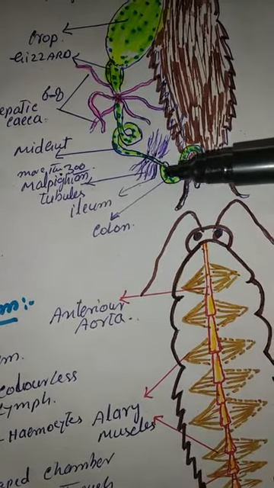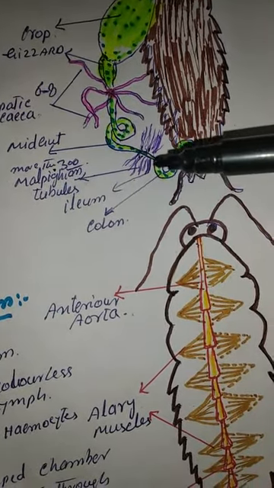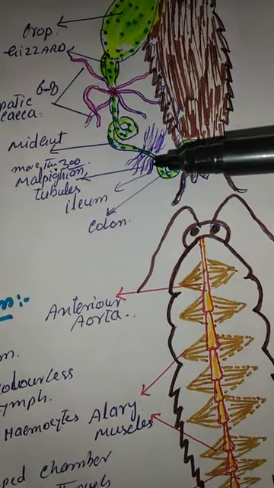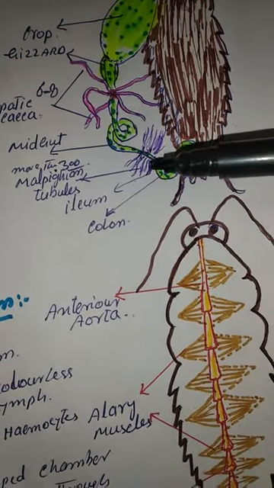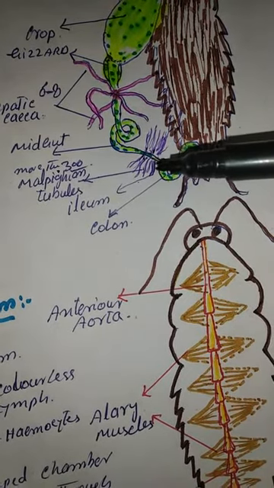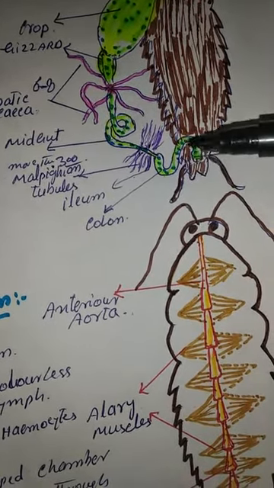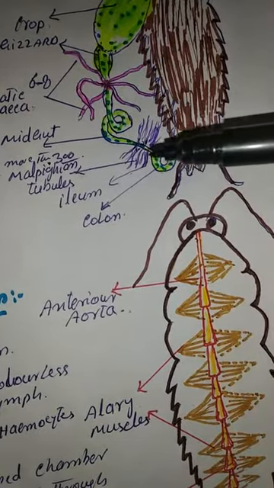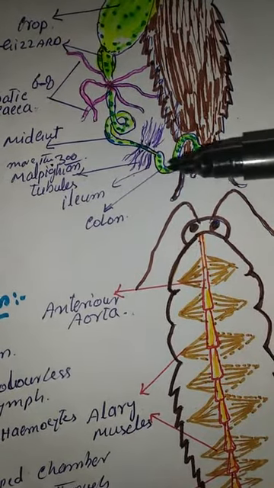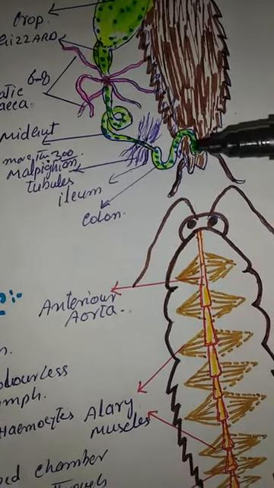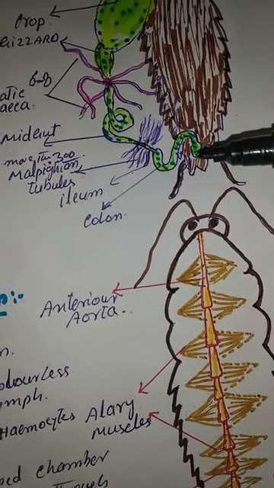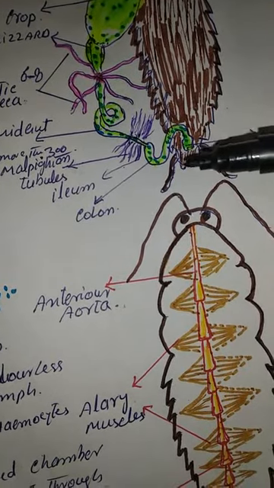Hindgut is composed of different parts. Initially the very narrow part is known as ileum. Then this somewhat wider part is known as colon. This colon opens into this wider region called the rectum, which ultimately opens outside through the anus.